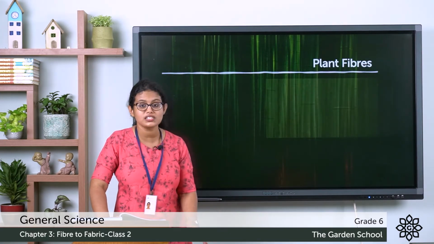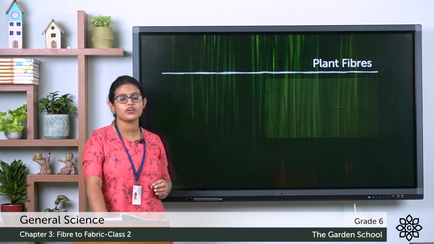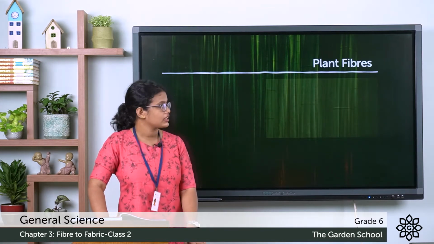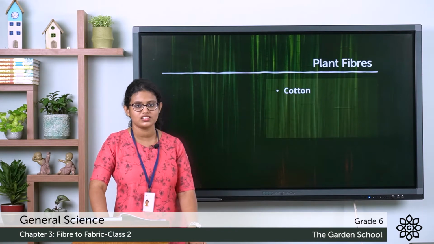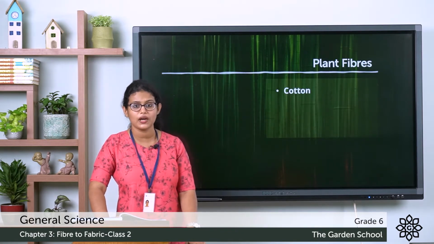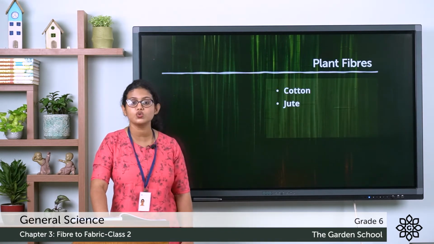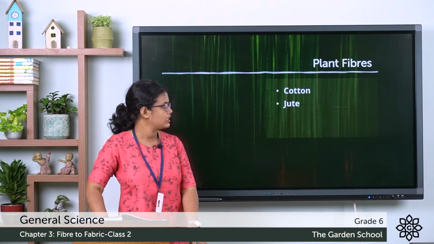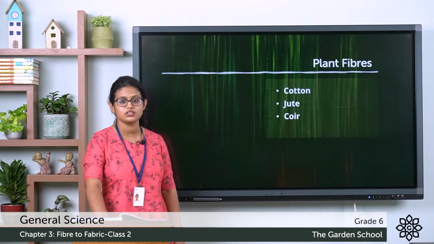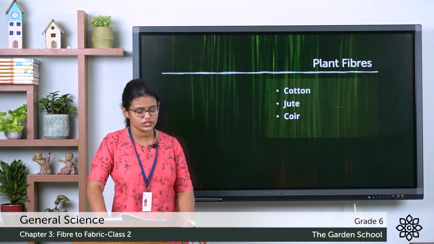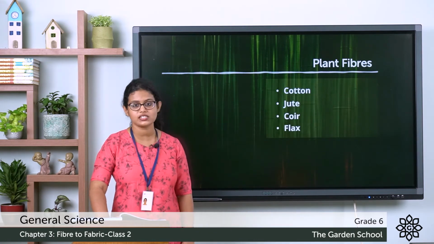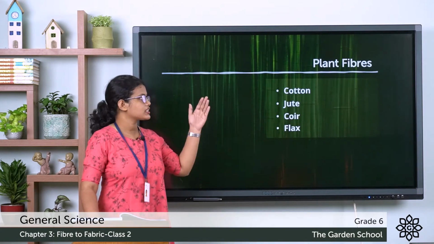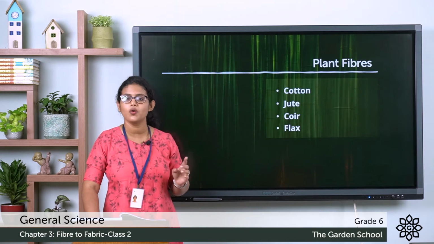Now let's discuss about the plant fibers, the fibers that we obtain from plants. The first is cotton. We obtain from the cotton plant. Then the jute fiber, that is obtained from the jute plant. Then the coir fiber, that is obtained from coconut. Then flax, so it is obtained from flax plant. So let's discuss each of them one by one.